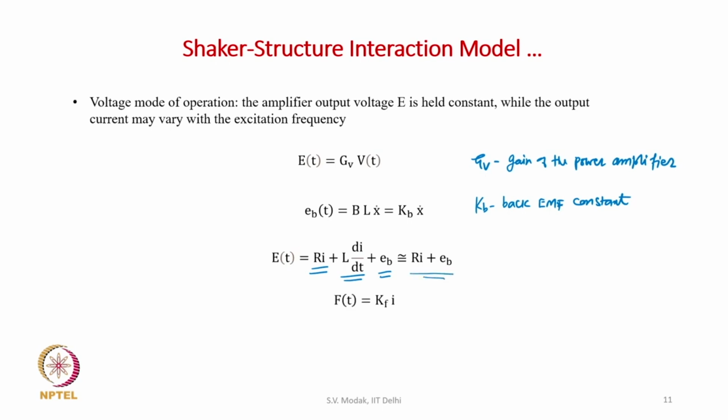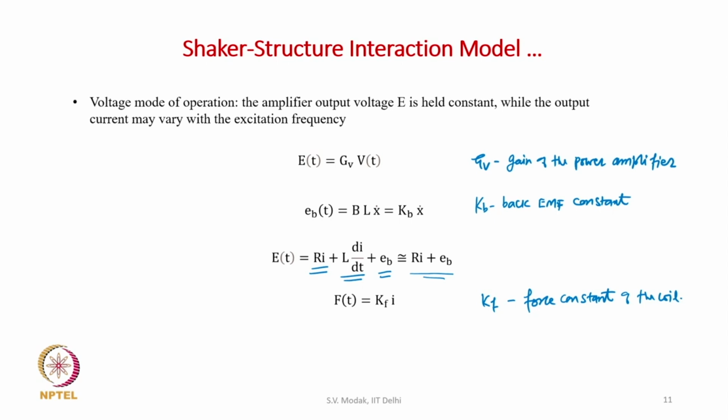Then the force generated on the coil is proportional to the current in the coil. That is why F is equal to Kf into i. And what is Kf? Kf is the force constant of the coil, so it's a constant for a given coil.